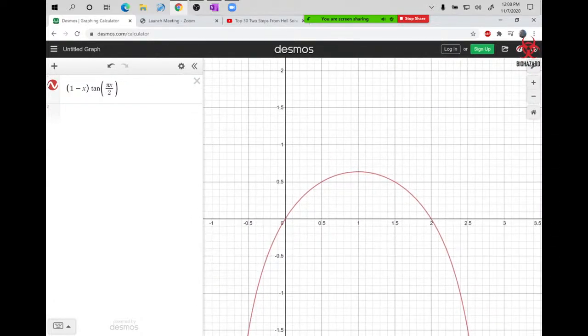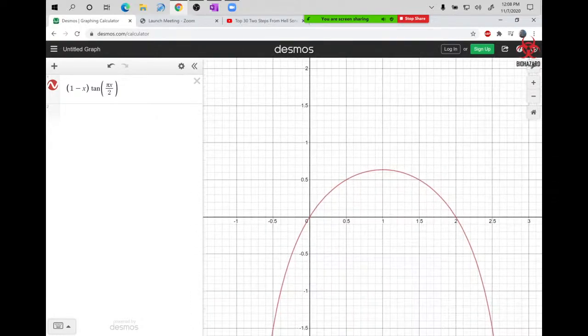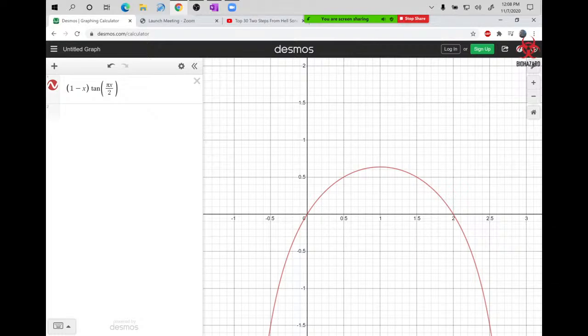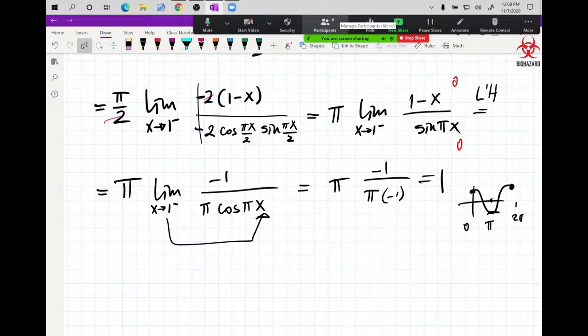Oh, actually, I have a calculation error somewhere. We're supposed to be getting pi over 2 as the answer, not 1. You see that? So the tangent, let me just check, 1 minus x, tangent pi x over 2. Yeah. So the graph over here reveals that at 1, the value should be 0.577 blah blah, which is pi over 2. So now I have to go back to my calculation and figure out where is my pi over 2.